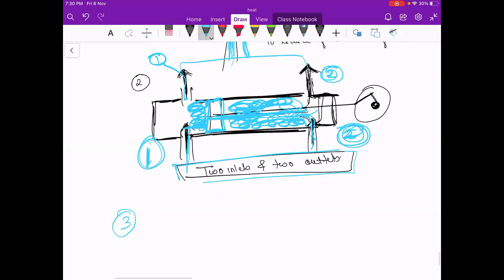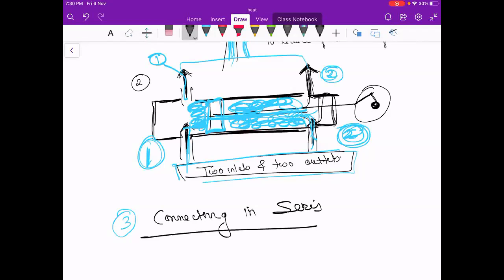And the third one is connecting them in series. When you have them in series, it will help to reduce the fluctuation. But series will increase the cost of the pump so much.